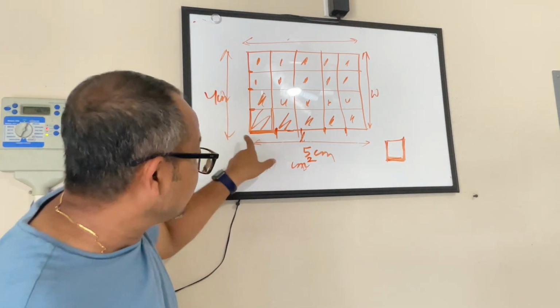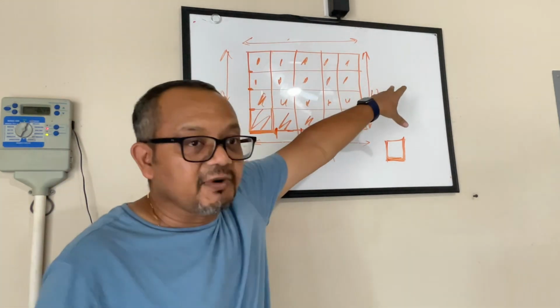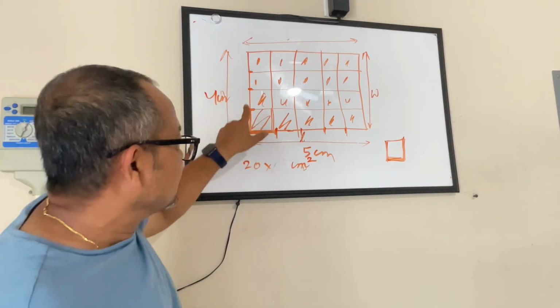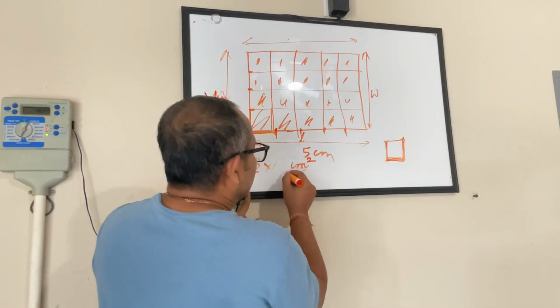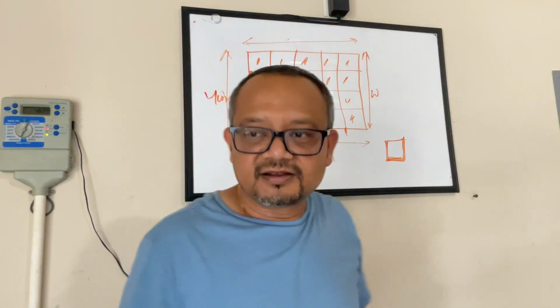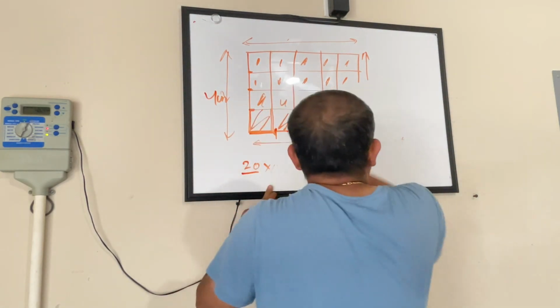So here if you look at this one, what did I do? I broke this into 20 boxes of square centimeter. So the area is 20 square centimeter, 20 centimeter square. I don't know if you guys understood this. Let's do it one more time.